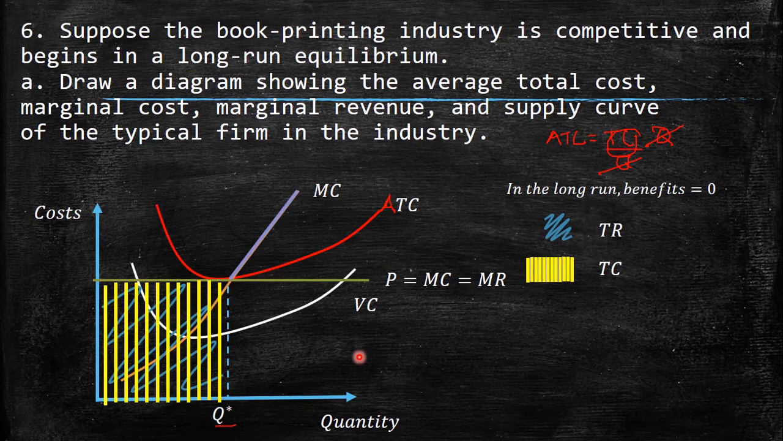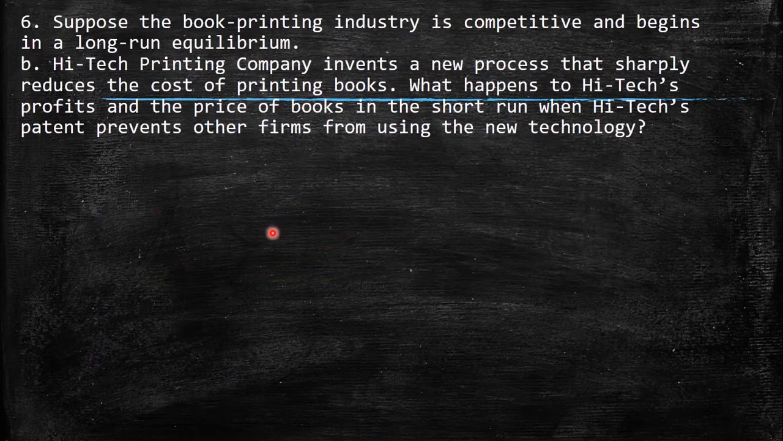So that's the idea. And what about the supply curve? It's going to be the part which overpasses the average total cost because we are in the long run. So this is the supply curve.